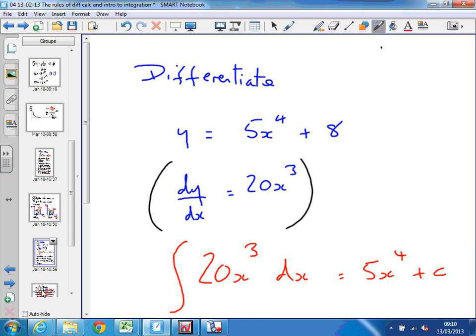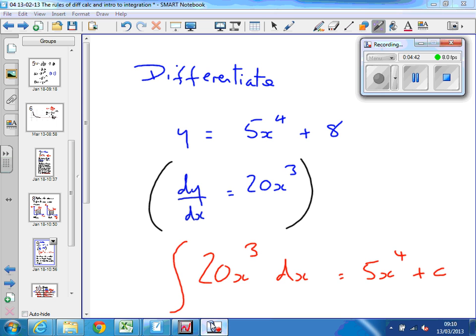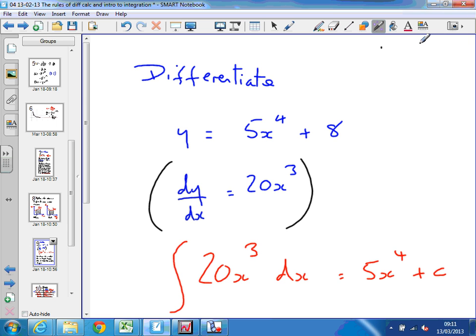Let's look at this example. When we differentiate this function, y equals 5x to the 4 plus 8. So we've looked at the idea of differentiating a function. Here's a function, y equals 5x to the 4 plus 8. If I differentiate that, bring the 4 down, times it by the 5 in front to get 20, take 1 off the power, 20x cubed. But what's the differential of 8, a constant? 0.